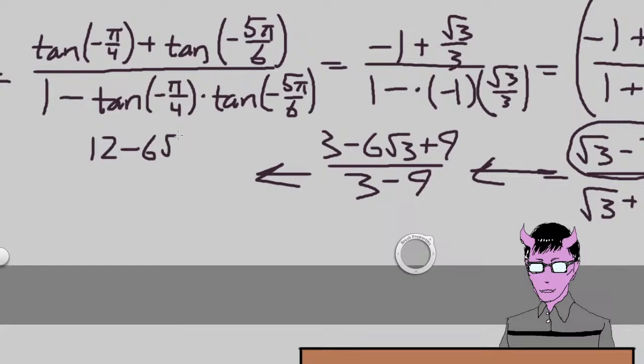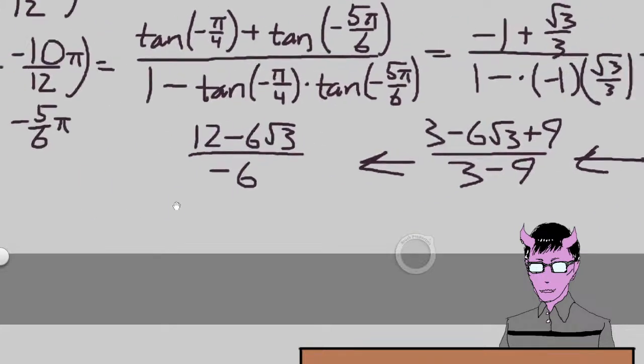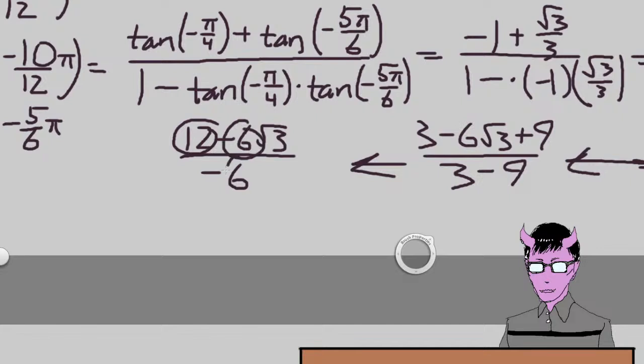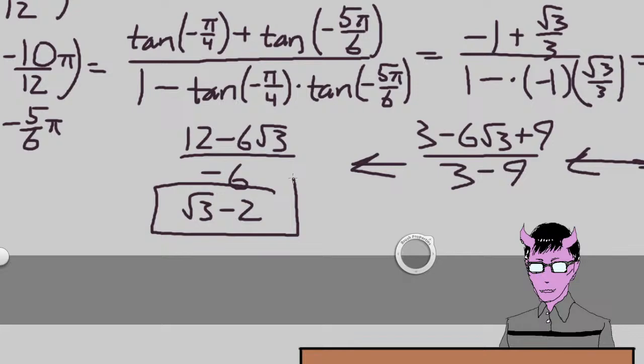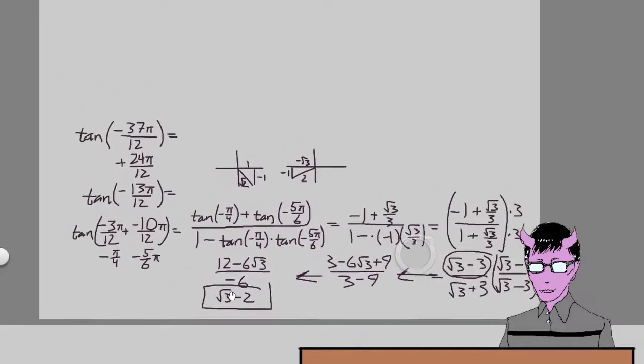12 minus 6 √3 over -6. Everything is divisible. All 3 terms are divisible by 6, -6. So I'm going to divide by -6 all around. So I'll divide by -6 is +√3. Divide by -6 is -2. Divide by -6 is +1. So this should be the final answer. Okay.